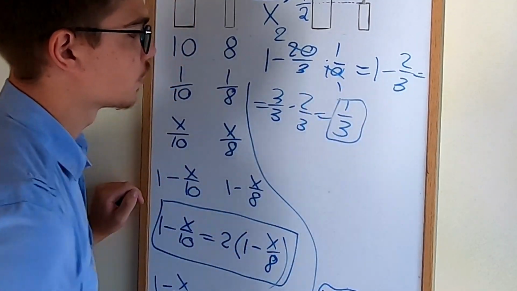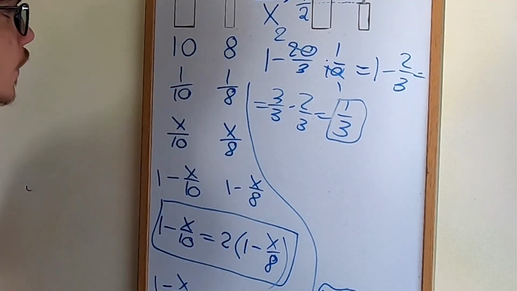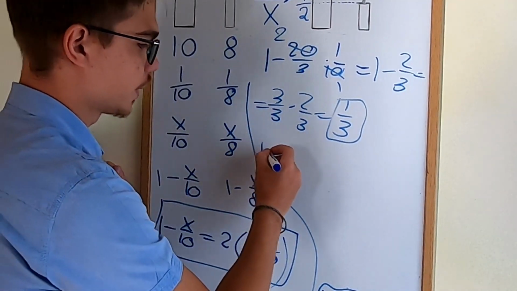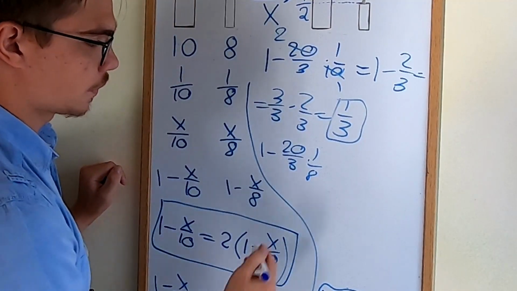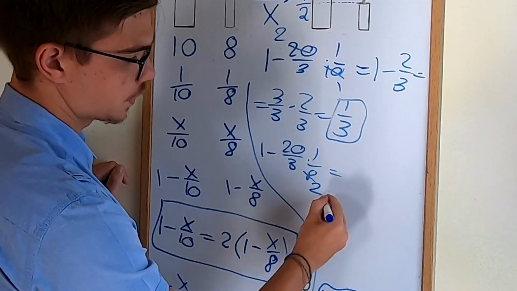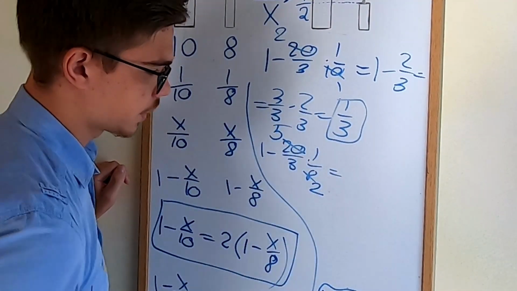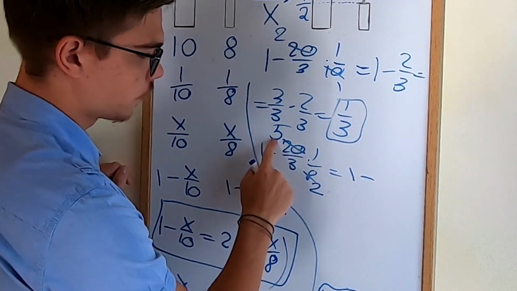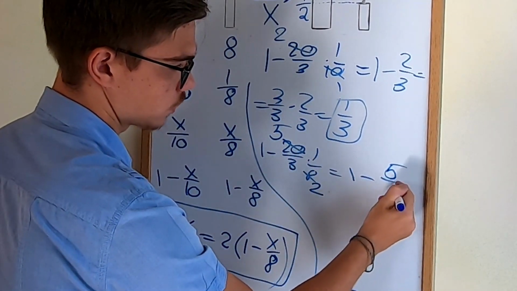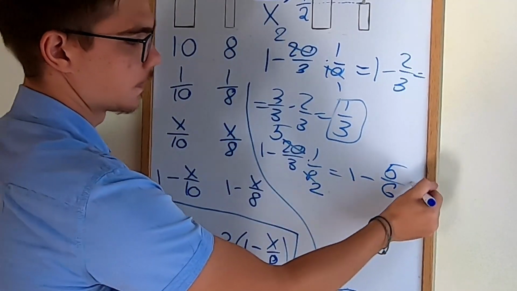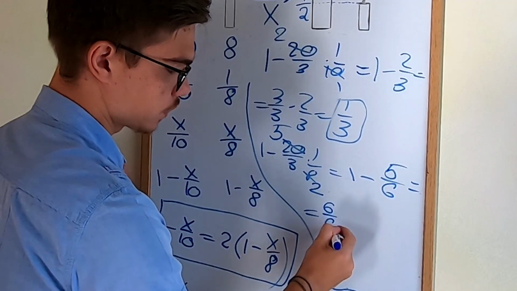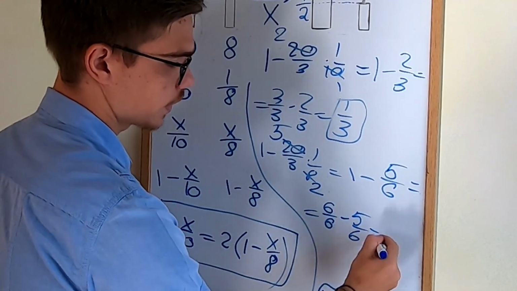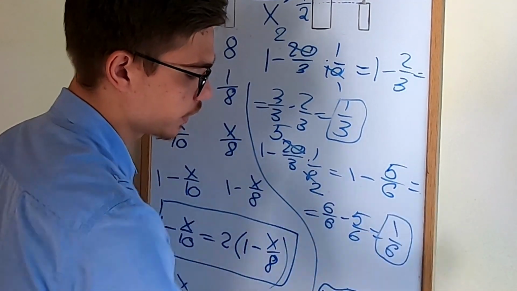And this is the height of the first candle. Okay, for the second candle, everything is quite similar. Write this down. Now cancel the 4, which gives us 2 over here and 5 over here, which gives us 5 times 1 is 5 and 2 times 3 is 6. Now 1 is equal to 6 over 6 minus 5 over 6, and we get 1 over 6, which is the height of the second candle.